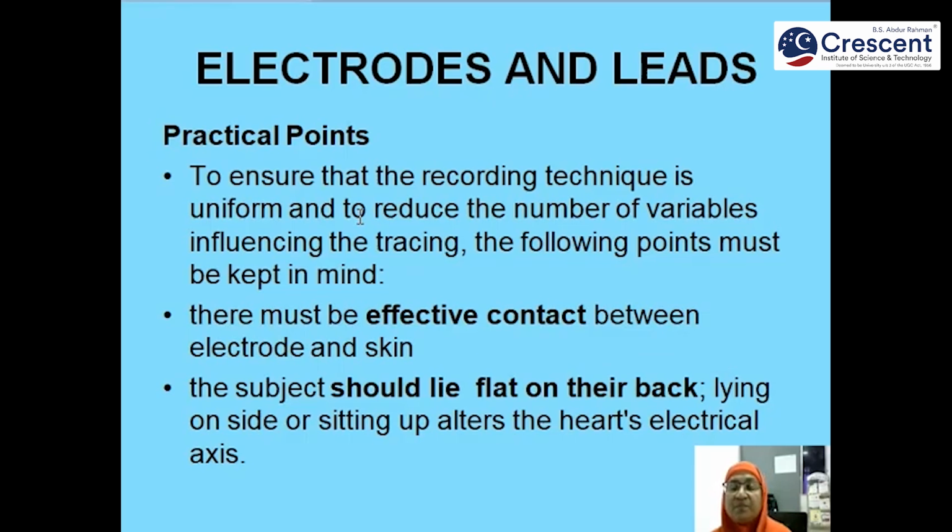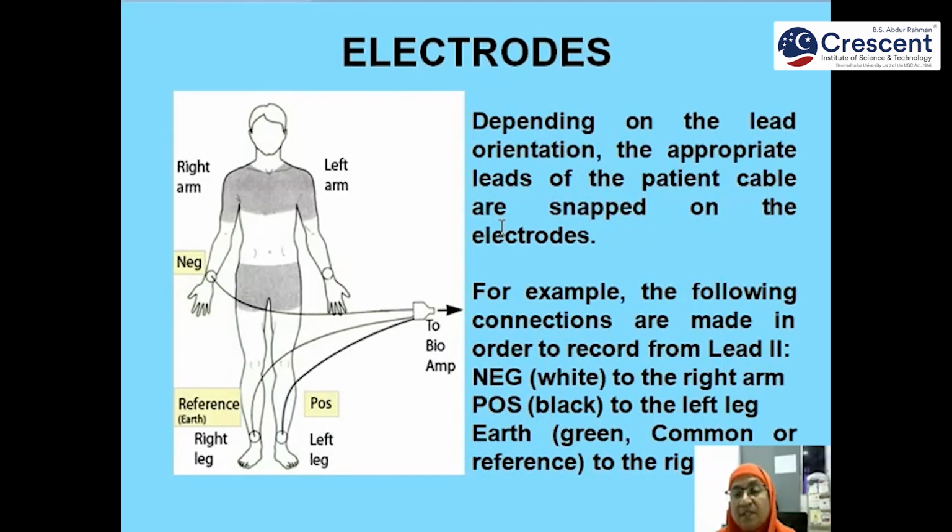One more thing: whether the subject lies flat on their back, lies on the side, or sits up on a chair while the ECG is taken will alter the electrical axis. These are the electrodes placed onto the human body for measuring the ECG. They place one on the right arm, left leg, and right leg. The right leg is termed the reference, and the others you can measure from right arm to left leg, RL lead, and from left leg to left arm, LL lead. Like that you can measure the different ECG conditions.